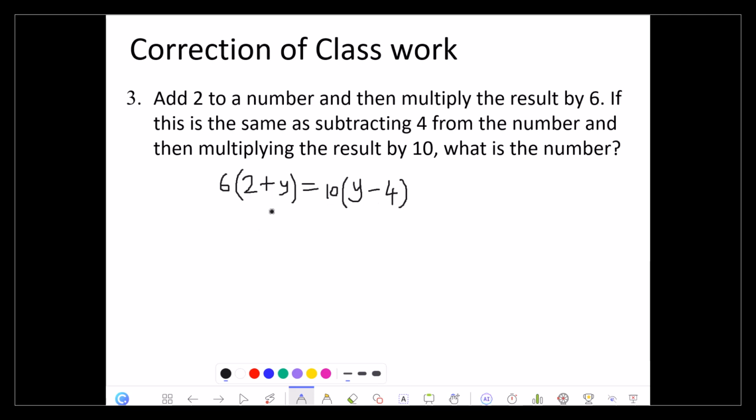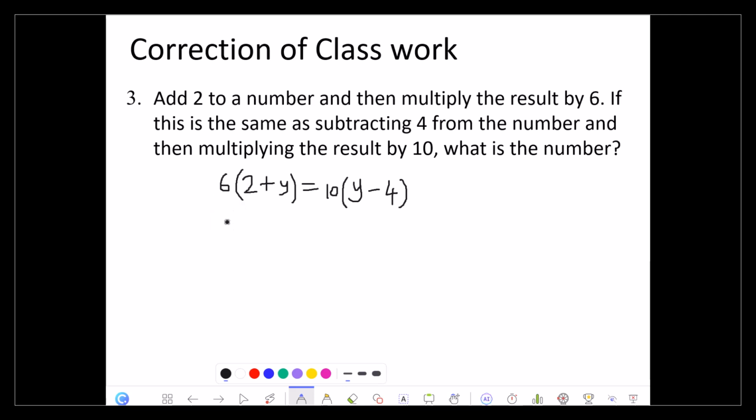So this is the interpretation of this word problem. Add 2 to a number, 2 plus y, multiply the result by 6, bracket 6. This is the same as, equals to, subtracting 4 from the number. That means y minus 4. You are taking 4 out of this number y and then multiplying the result by 10, bracket 10. You can see this work is over. Now you should be able to solve this equation by opening the bracket.